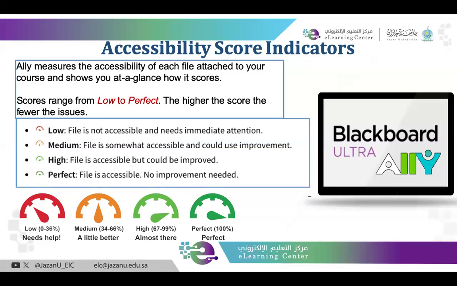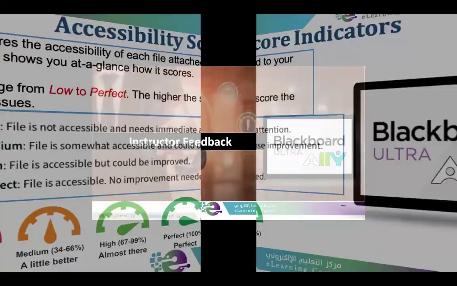which helps you improve your content. It tells you if the file is not accessible and needs immediate attention. If it's medium, it's somewhat accessible and could use improvement. If it's high, the file is accessible but could be improved. If it's perfect, the file is totally accessible and no improvement is needed. So you successfully upload content using the accessibility features, and it's equally usable for all the students.